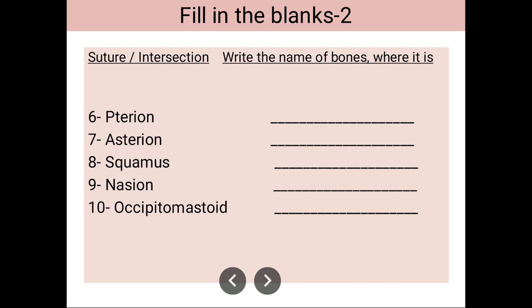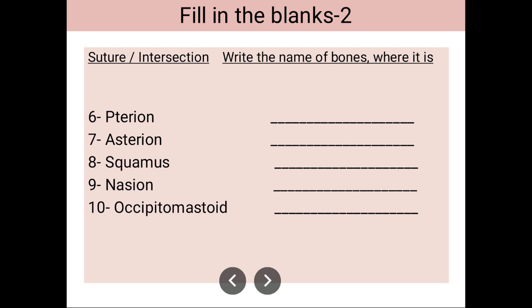Next, we've got here the asterion. That is also the intersection that is present between the parietal, temporal, and the occipital bone. We've got here the squamous suture that is present between the parietal and the squamous part of the temporal bone.